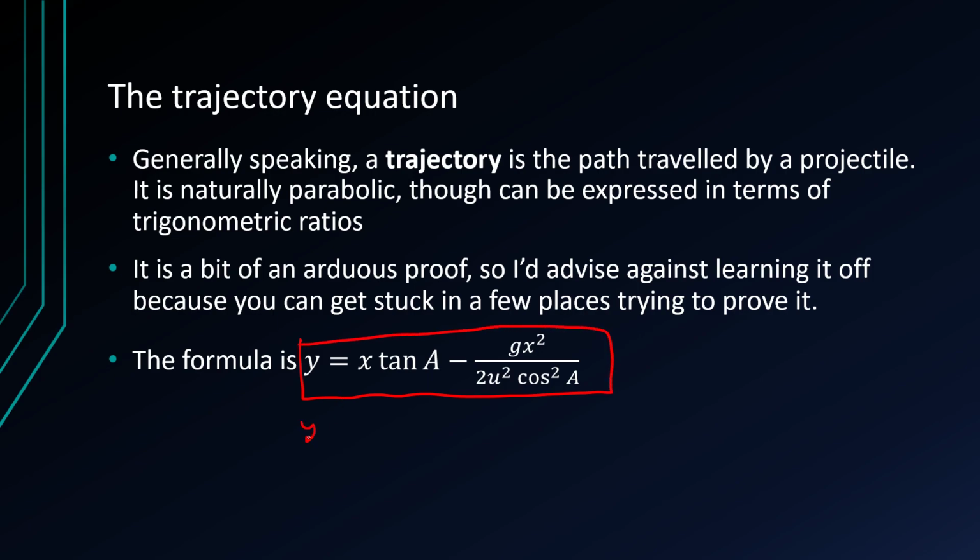But we can also write this as y is tan a x minus g over 2u squared cos squared a times x squared. So that's it in quadratic form. However, it's always best to leave it in non-quadratic form, the way that it is in the red box. So the proof of this is slightly arduous, and it does require some trigonometric identities. So I'm going to go ahead and show you the proof.